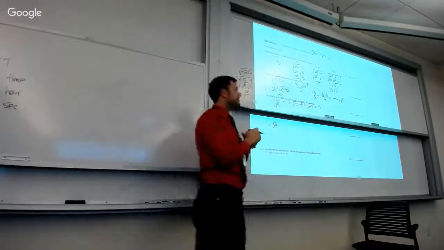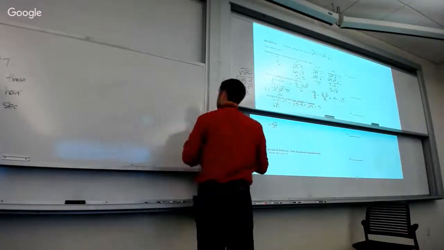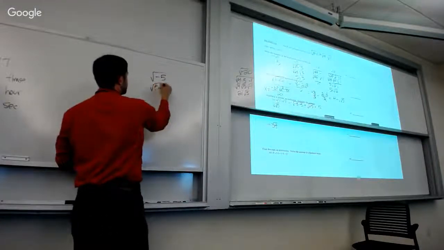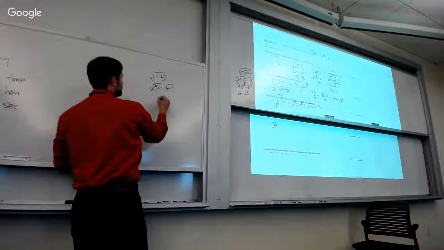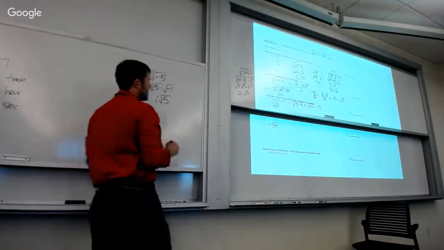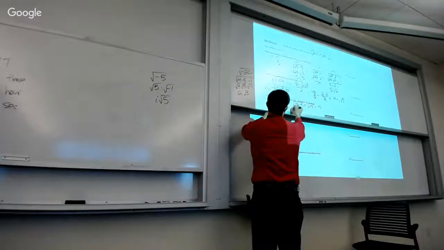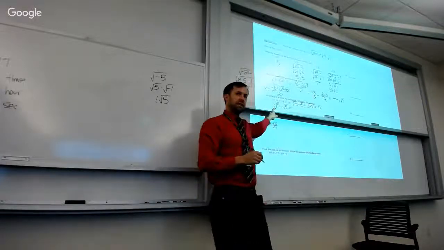So that's really i root 5. Maybe I did that too fast. I should show my work. The square root of negative 5 is actually the square root of 5 times the square root of negative 1, which is really the square root of 5 times i. So that's very important. That's actually i root 5. And now how do I multiply?